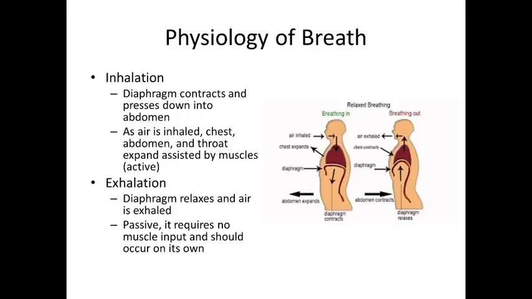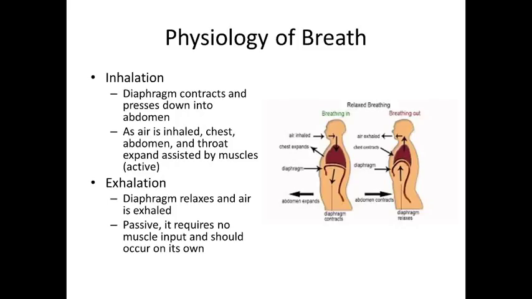During inhalation, our diaphragm, which is a large sheet of muscle that sits right underneath our rib cage, kind of in between our lungs and then all of our digestive organs, the diaphragm contracts. And when the diaphragm contracts, it actually presses down into our abdominal cavity.